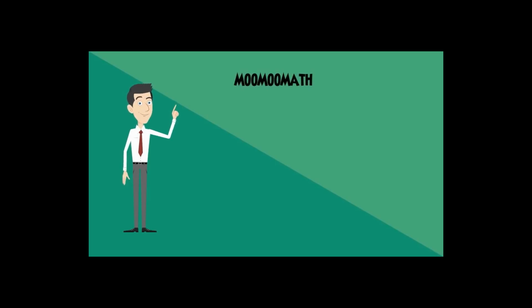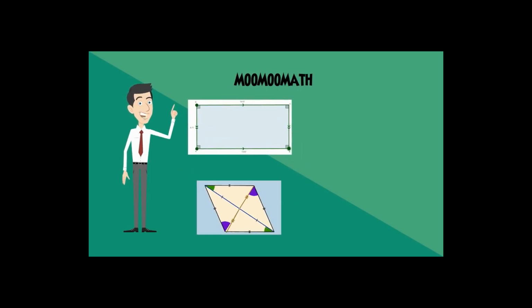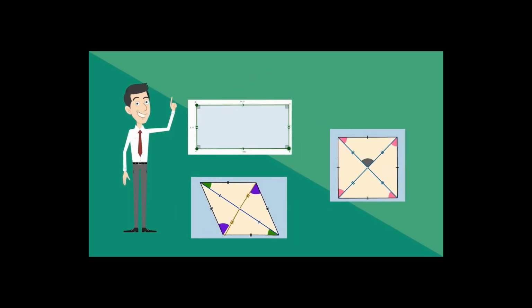Hello, welcome to Moo Math. In this video, I'd like to talk about rectangles, rhombuses, and squares. Each of these are plane two-dimensional shapes. Let's look at some of the properties of each of these shapes.